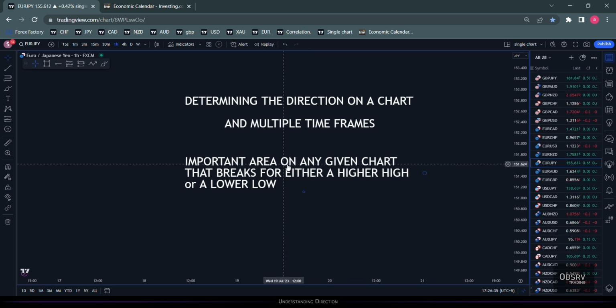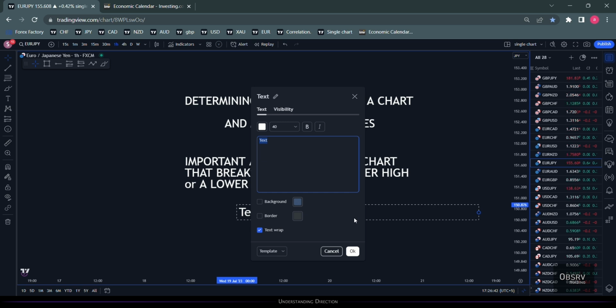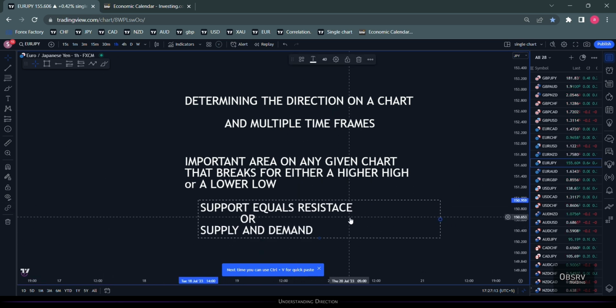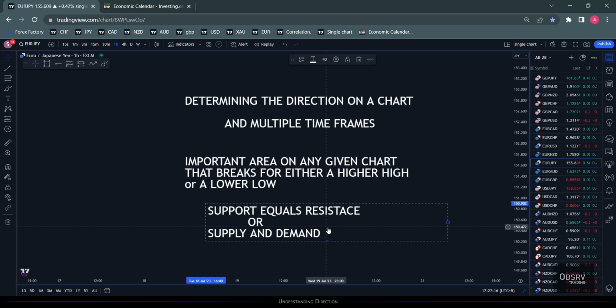What are those important areas? And the answer is going to come from one of the videos that we've been through in our early basic days. It's support equals resistance, or supply and demand. Okay, so these are the important areas that you're going to be looking for on any given chart that break in on either of the sides. Okay, they either make a higher high or they make a lower low.